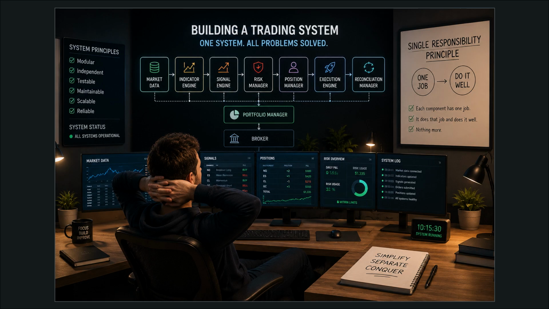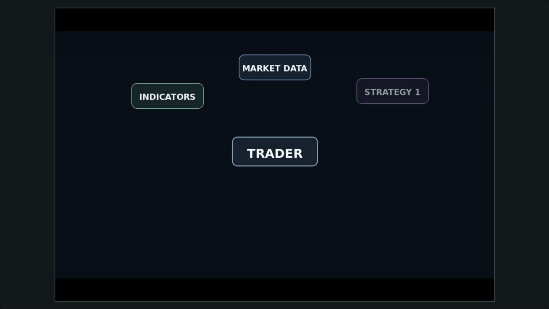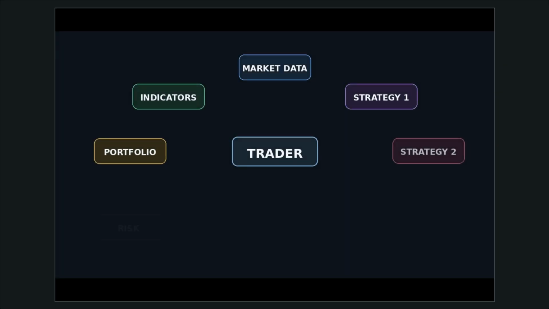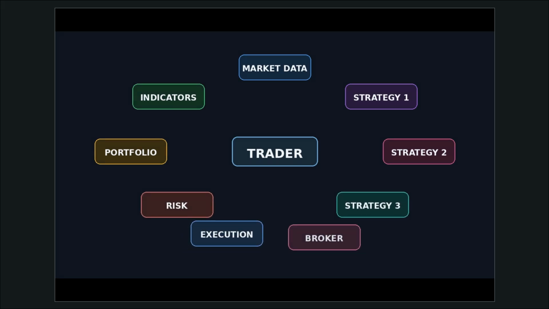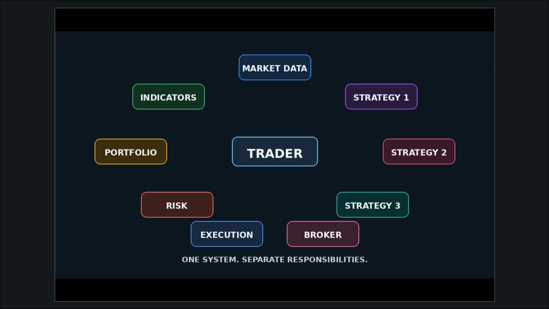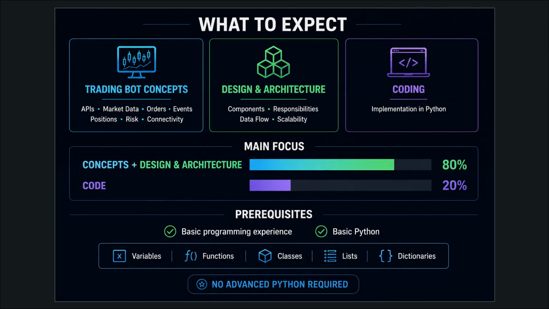One of the most important principles in software architecture, particularly when building larger systems, is the single responsibility principle. In simple terms, every component should have one job, and it should do that job well. Market data is one responsibility. Calculating indicators is another. Generating trading signals is another. Managing risk is another. Executing orders is another. Throughout this course, we're going to keep separating these responsibilities rather than allowing them to slowly become tangled together. We'll build these components one at a time, and as the series progresses, we'll connect them into a complete system.